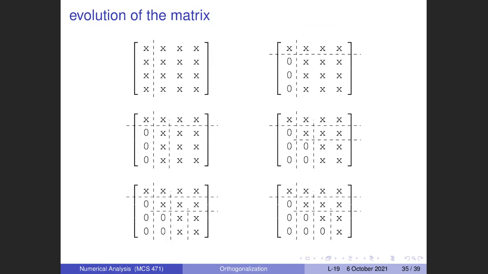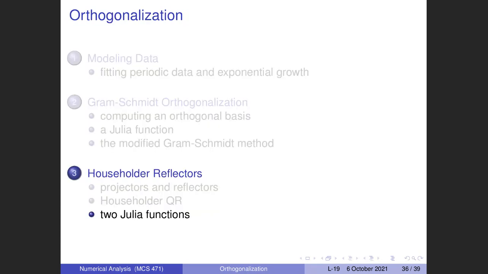Here is how the algorithm then works. It's a column-oriented method. So one works on the first column. One then transforms the matrix further. So one can see the virtue is that one works column by column here. And the columns that you consider get smaller and smaller. All right, let's end now with two Julia functions.